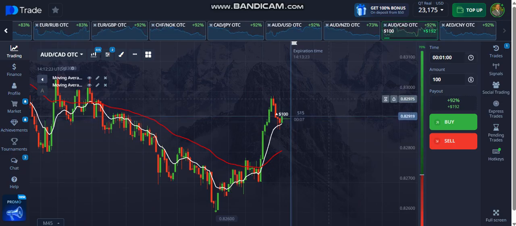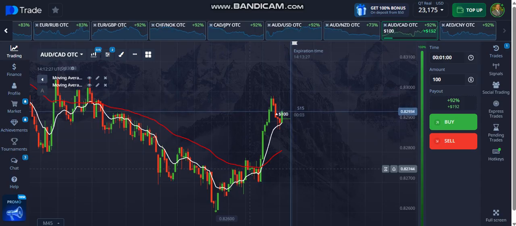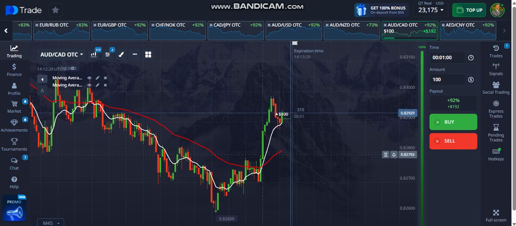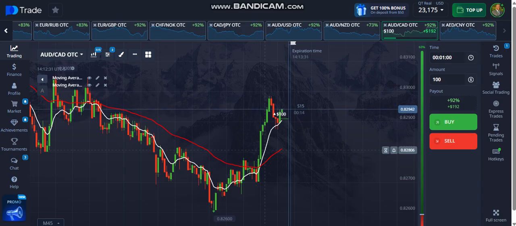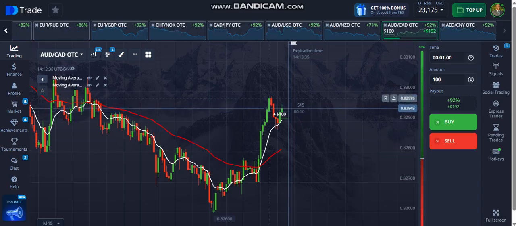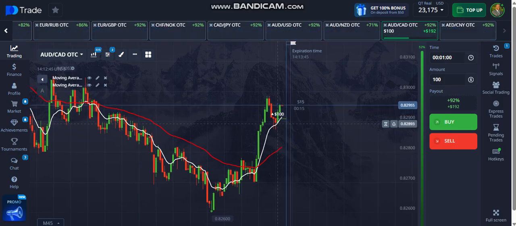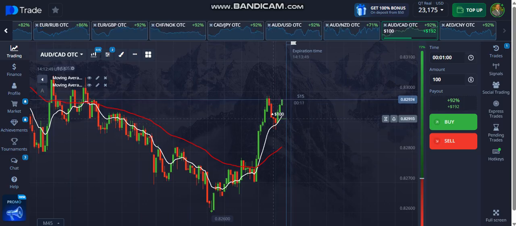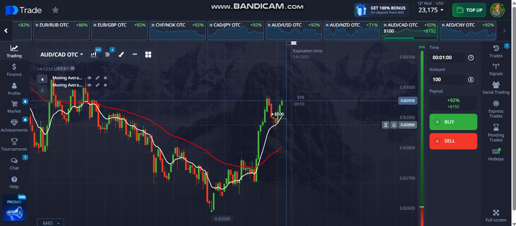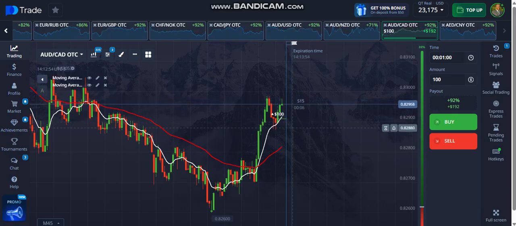Okay, so I'm back on the Aussie dollar, Canadian dollar OTC pair. And similarly to the previous trade, the 10 EMA crosses the 50 EMA. So what you're going to do is wait for that retracement back to the 10 EMA line. And when the price hits the 10 EMA, take a buy trade, because it's most likely going to respect that line. And that's exactly what happened again here.